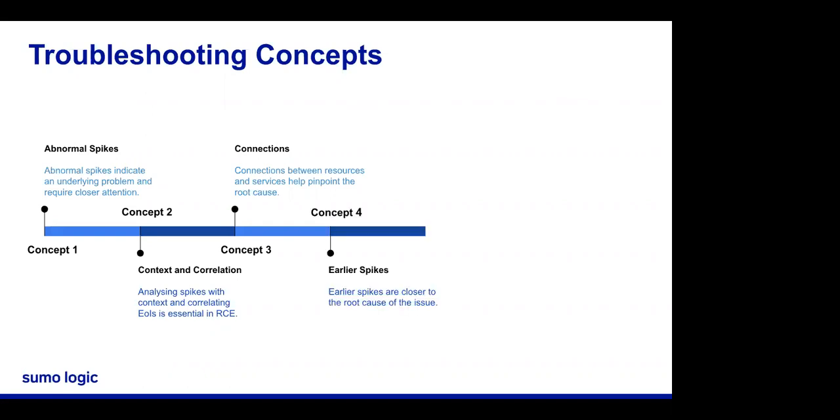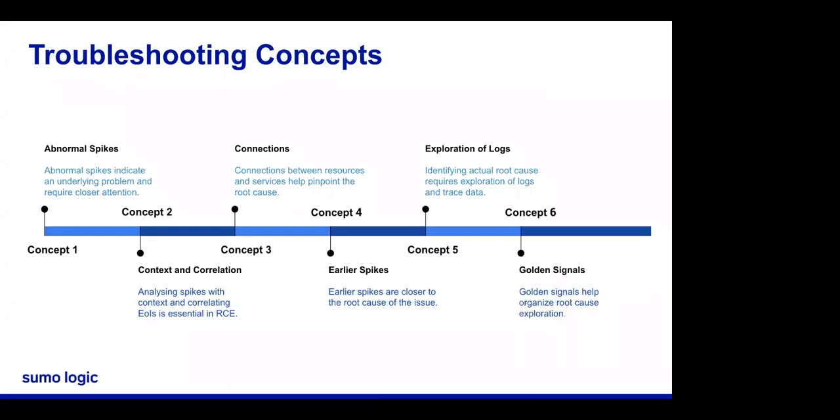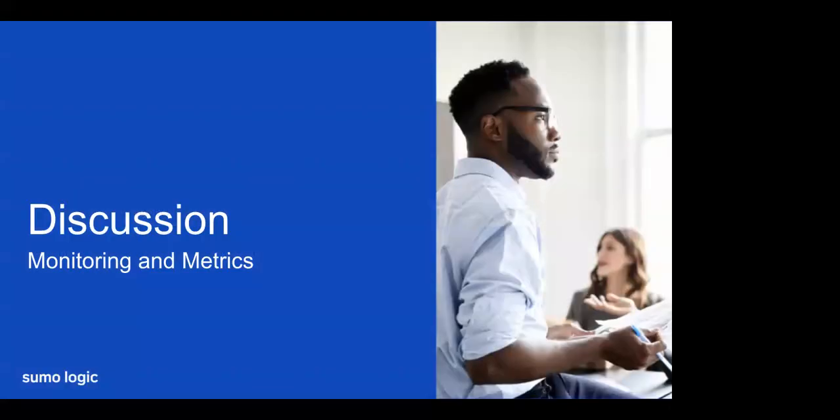Earlier spikes, right? Earlier spikes are closer to ultimately the root cause of the problem. Exploration of logs, right? Ultimately, we're going to find out the cause of this by looking at our logs. That's where we're going to go. And then finally, there's the Amazon golden signals. The golden signals are some specific signals that Amazon has declared that typically help us organize that root cause explorer. Those are our events of interest. Okay? These Amazon golden signals. So those are the 6 troubleshooting concepts.